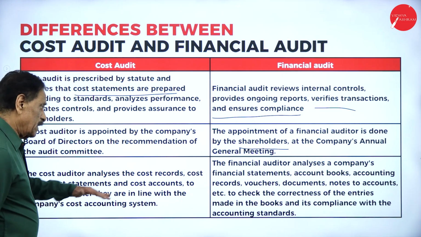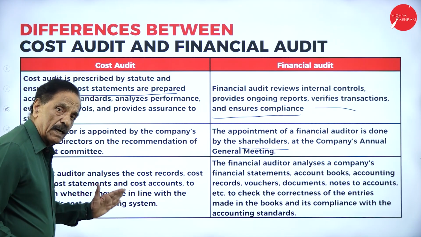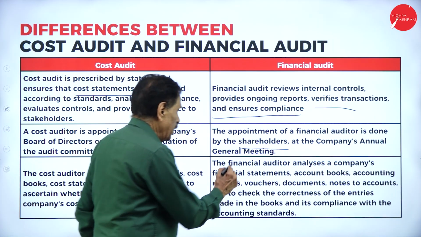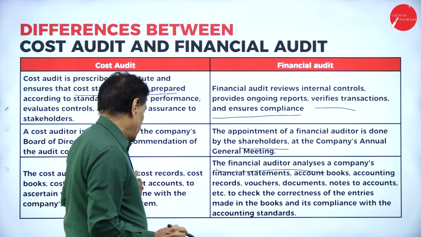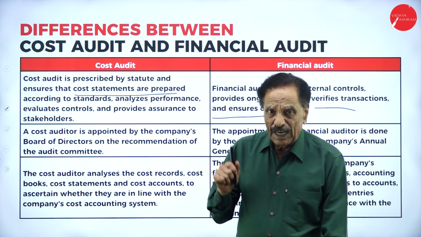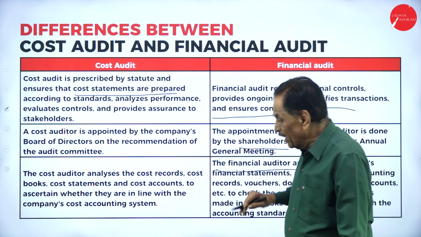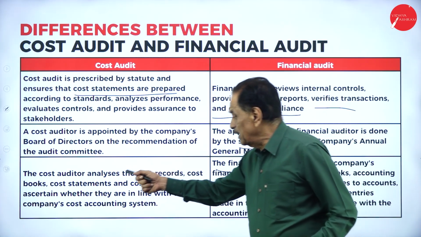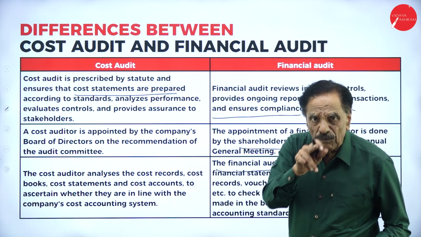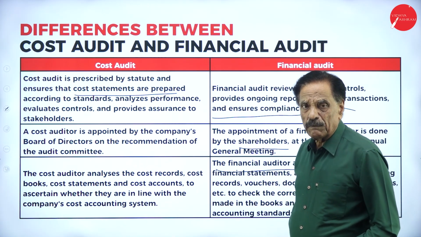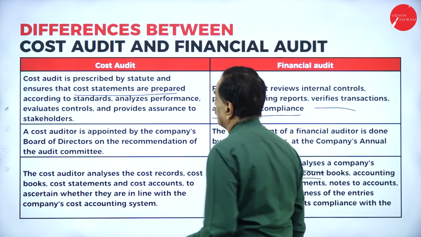The cost auditor analyzes the cost records, cost books and cost statements. A financial auditor analyzes the company's financial statements and books, whereas the cost auditor analyzes the cost records. So the financial audit gives more weightage to the statement of accounts and books. This is important.